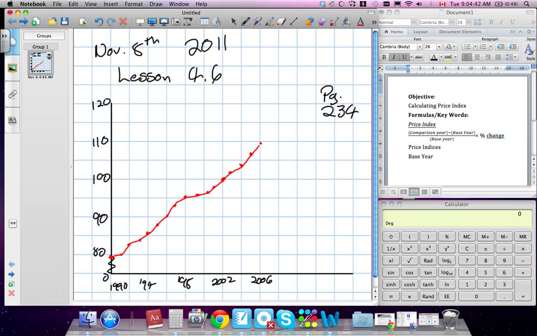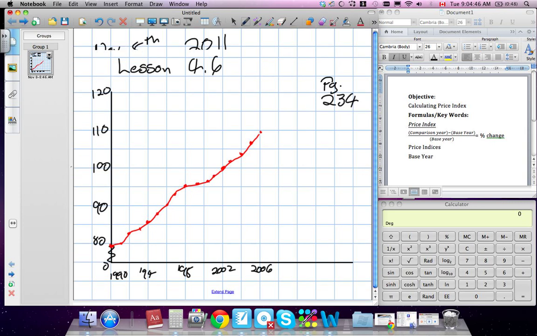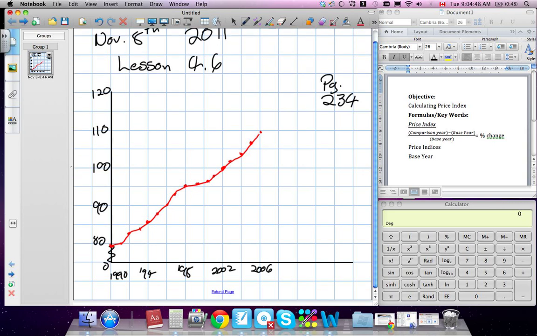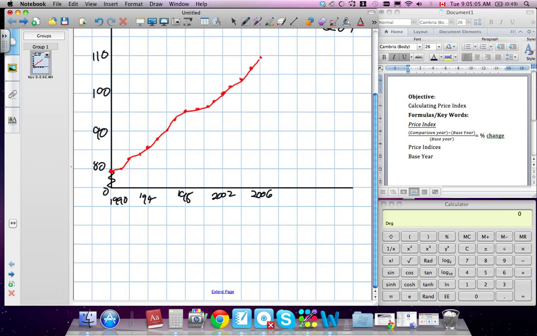All right, so what we're going to do is go through the graph they've given us. This is the CPI, so Consumer Price Index in Canada, from 1990 to year 2006. So this is the price of general goods, okay? We're going to compare the prices over the years from 90 to 2006. We're going to try to make sense of all this. So, very first thing we're going to do, base year.